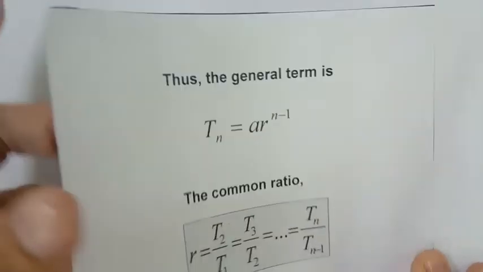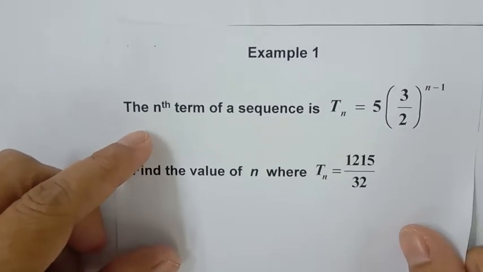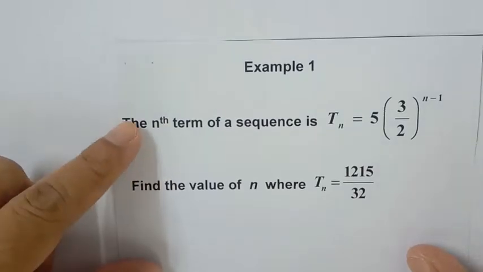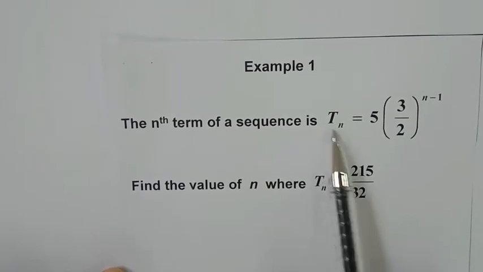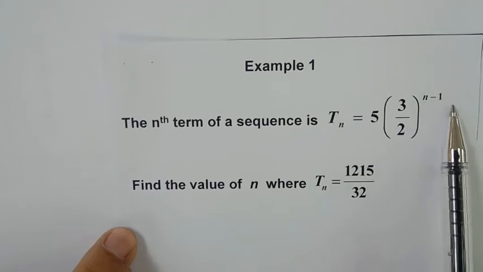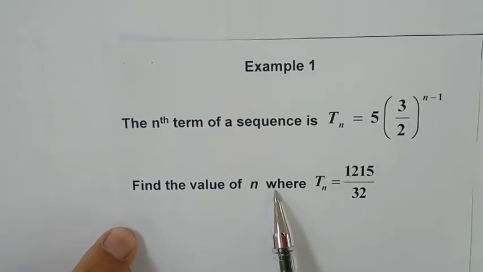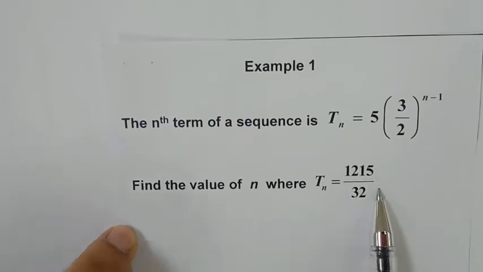Go to example 1. The n-th term of a sequence is Tn equal to 5 times 3 over 2 to the power of n minus 1. Find the value of n where Tn equal to 1215 over 32. Next, we discuss the solution for example 1.